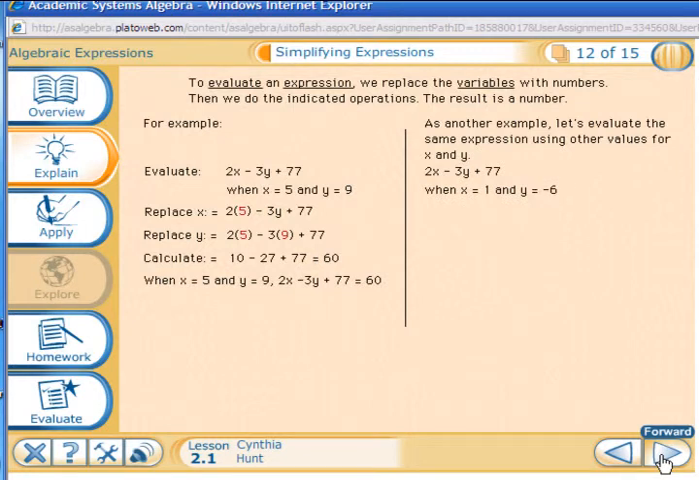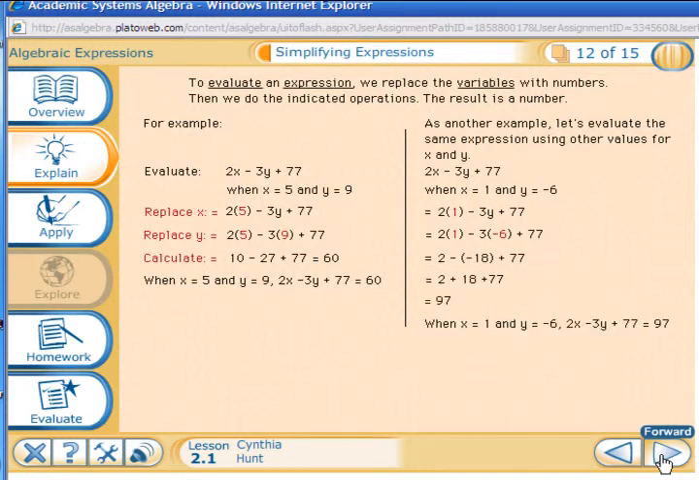As another example, let's evaluate the same expression using other values for x and y. Replace x. Replace y. Calculate. When x equals 1 and y equals negative 6, 2x minus 3y plus 77 equals 97.